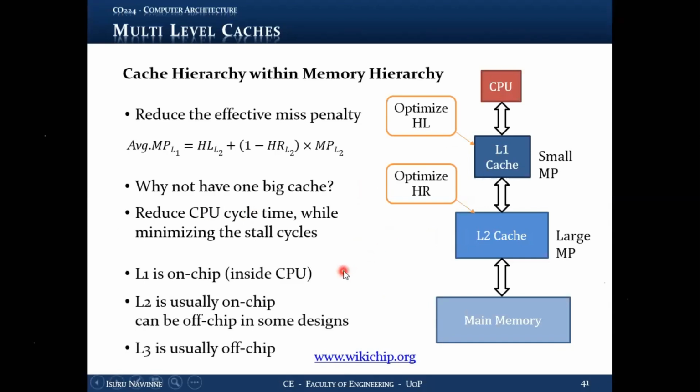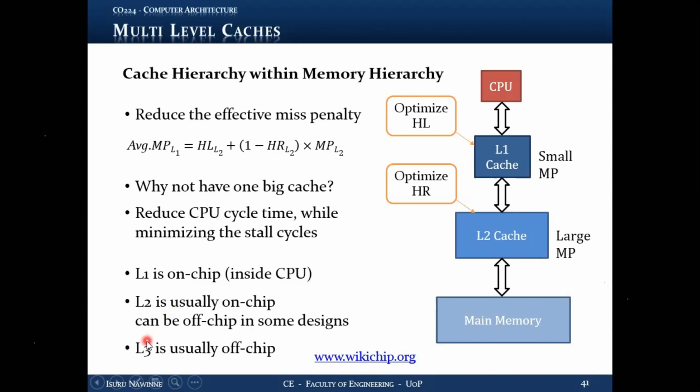So in real implementations, level 1 cache is almost always on chip, inside the CPU itself, right? Within the CPU itself, you can find the level 1 cache on a real chip design. And level 2 is usually on chip, but there can be designs where the level 2 cache is off chip, meaning on a different chip. So the CPU and level 1 cache are on a single chip, level 2 is on a different chip, and memory on a different chip. That can be the case as well, depending on the design and the requirement.